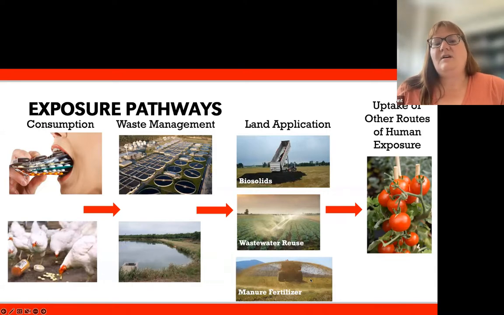And these are all ways that humans could potentially be exposed to antibiotics, either through recreation in surface waters, if runoff has occurred from croplands containing manures or wastewater reuse. That can be one source. If we're applying solid manures to crops, there could be a potential source of uptake. So there are various ways that humans may be exposed to antibiotics that are originating from the environment.